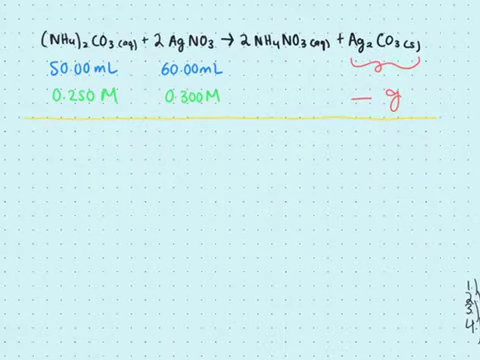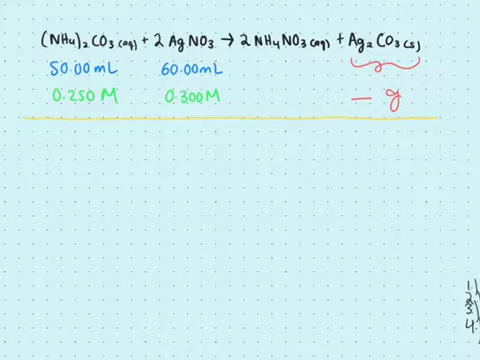Here I've just summarized the information that the problem gave us and what we're trying to find for part A. Since they give us the starting amounts for both of the reactants, we need to determine which one of these is the limiting reactant. The limiting reactant will determine the moles we use to find the grams of silver carbonate.